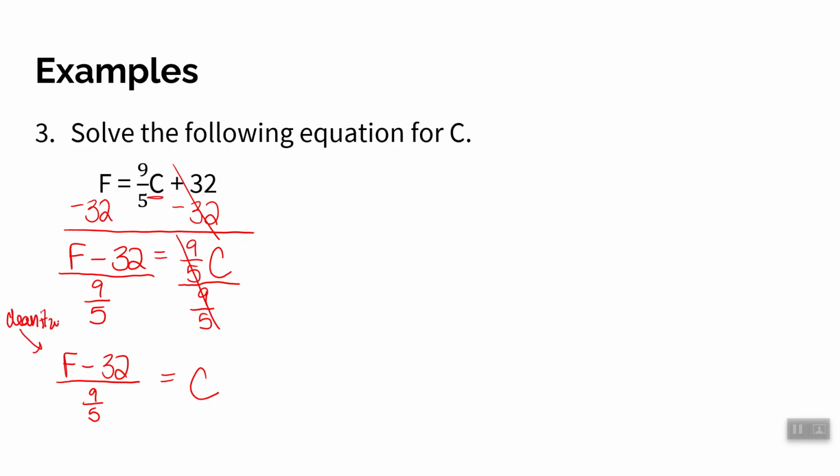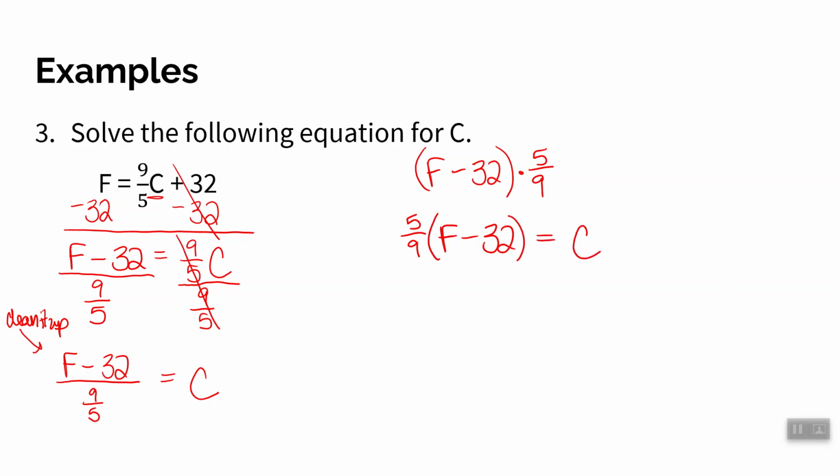Clean it up. So what does that look like? I'm going to ignore the equals C for just a moment so I can show you what happens. If I am dividing F minus 32 by 9/5, then I can multiply it by 5/9. So another way to write this would be 5/9 times F minus 32. This is actually how you oftentimes would see this equation when you have Fahrenheit and you want to get to Celsius.